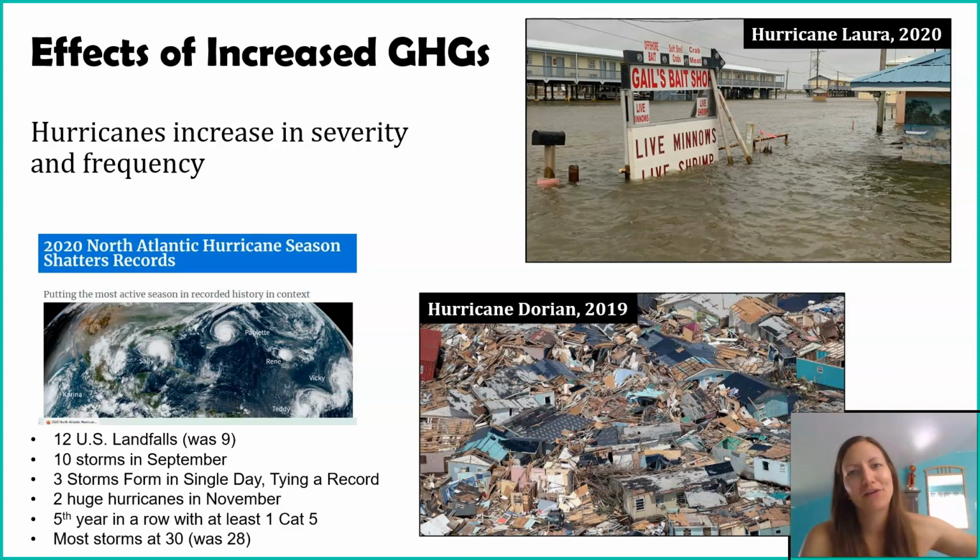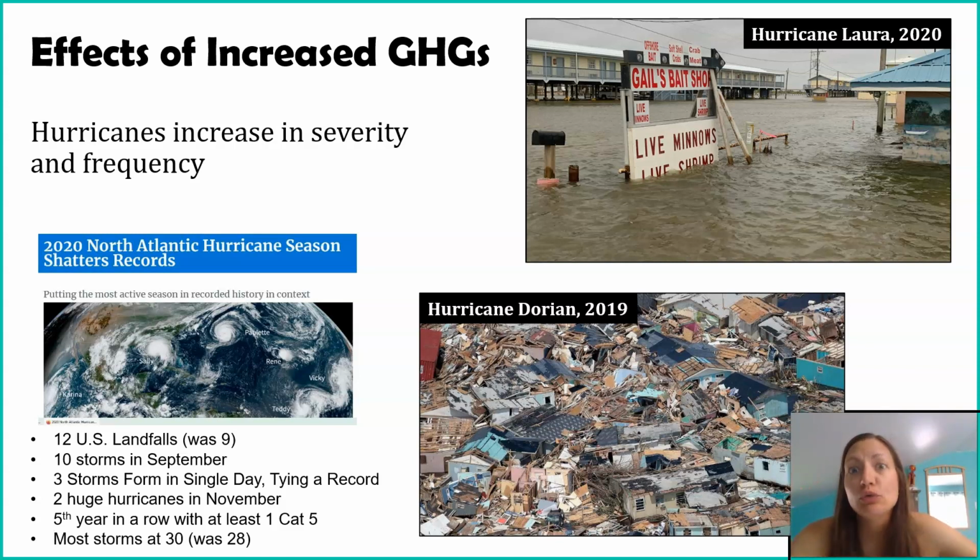So we broke tons of hurricane records, which is kind of unfortunate. You're like, oh, cool, we're breaking records. Yeah, these are not records we particularly want to break. So we had 12 hurricane landfalls in the United States. The previous record was 9, so more frequent hurricanes. In the month of September alone, this rates as the most storms we've had in a month, and it was 10. Now, by storms, this is referring to both tropical storms and hurricanes. There were 3 storms formed in a single day. That ties a previous record.